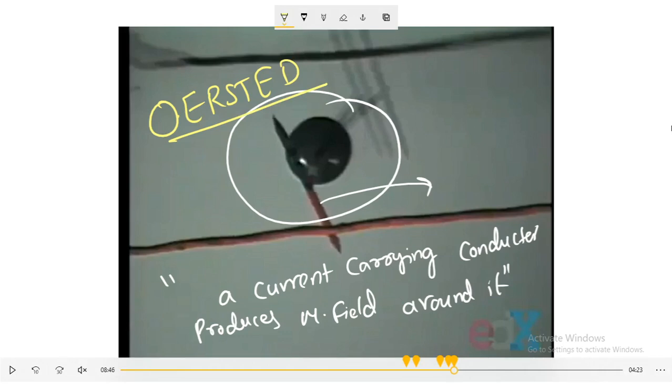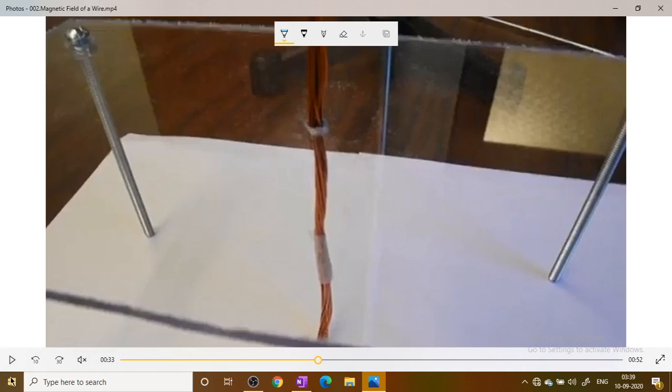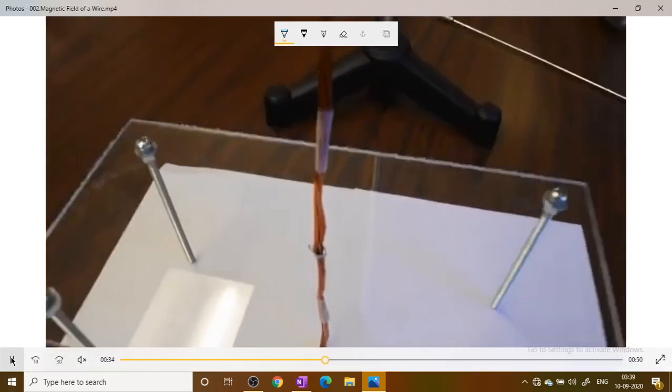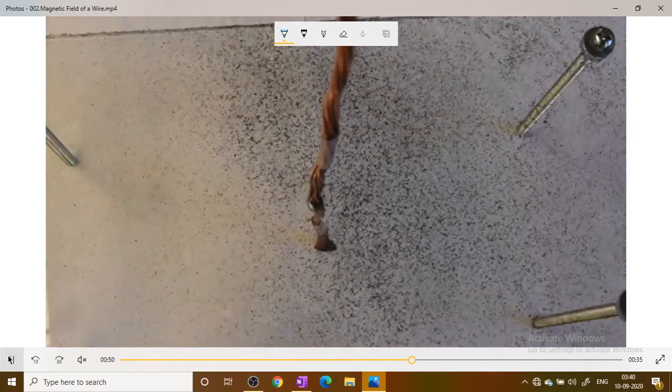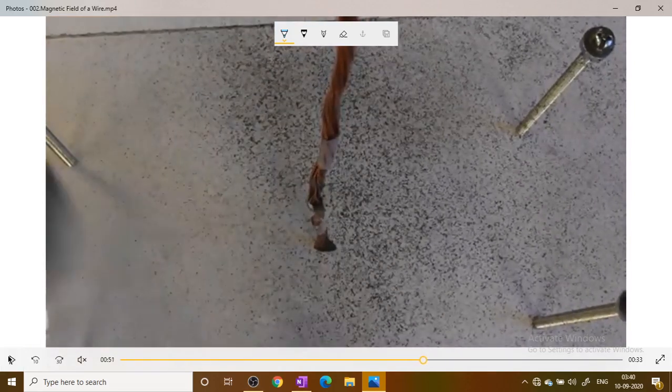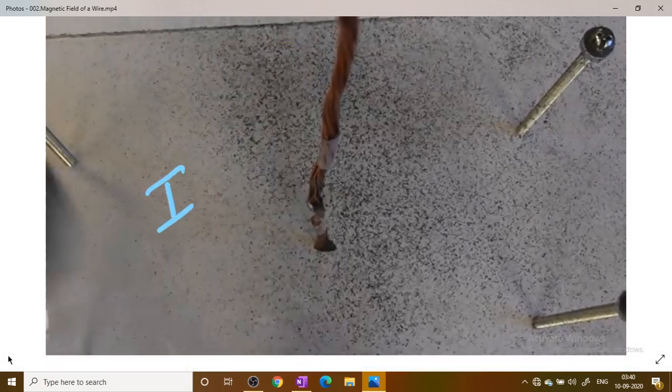Let's try to see one more example. Here, a current carrying straight wire is kept. And to find the evidence of the magnetic field, instead of using a compass needle here, iron filings are used. So these are the iron filings.